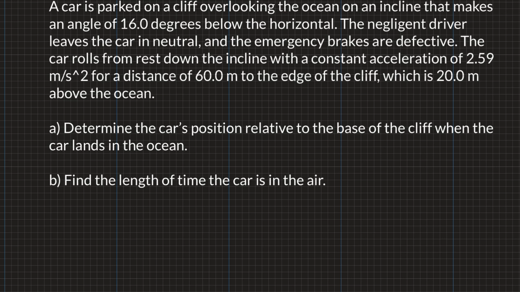Okay, we're going to solve this problem. I think this is the last problem on your homework assignment, and just in case you had any questions about it. Okay, so a car is parked on a cliff overlooking the ocean on an incline that makes an angle of 16 degrees below the horizontal.